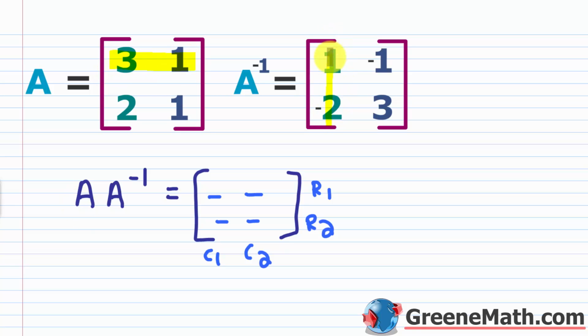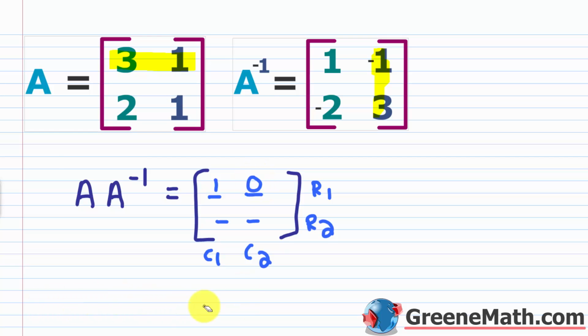So this row vector times this column vector, what is that? We have 3 times 1, which is 3, plus 1 times -2, which is -2. And this is going to give me 1. So I've got a 1 there already. Okay, now let's move on. I'm going to erase this, and move to this column here. So 3 times -1 is -3, plus 1 times 3 is 3. And this is going to be equal to 0. So that's going to be this entry here.